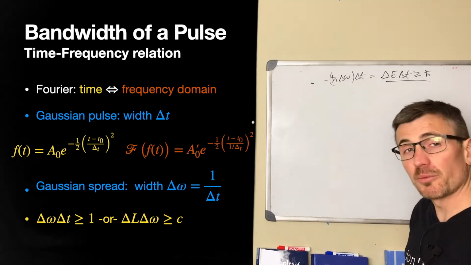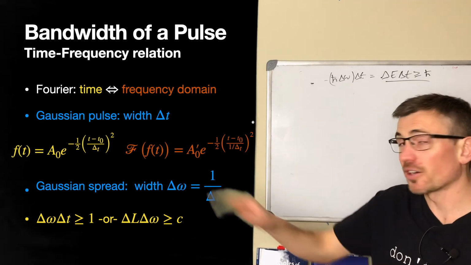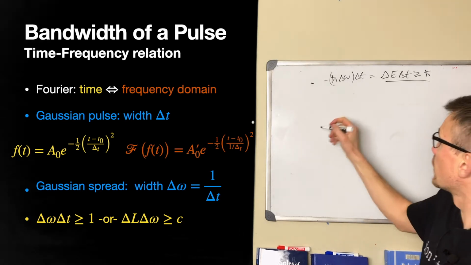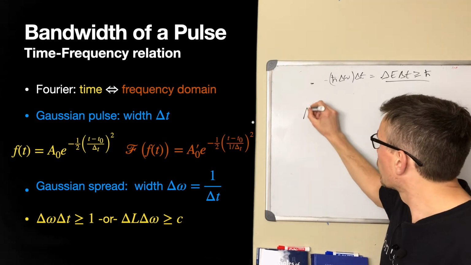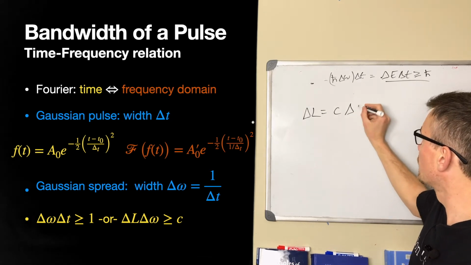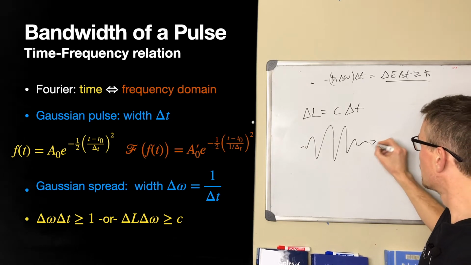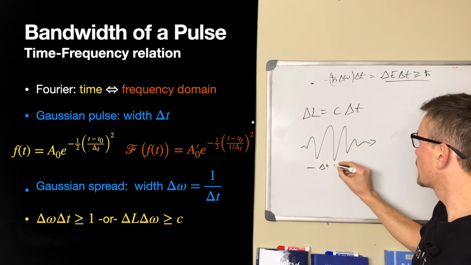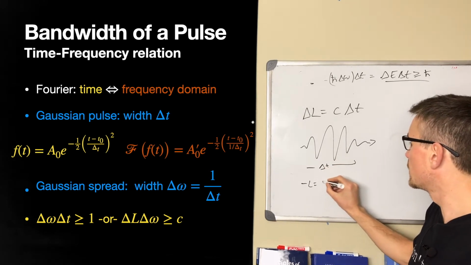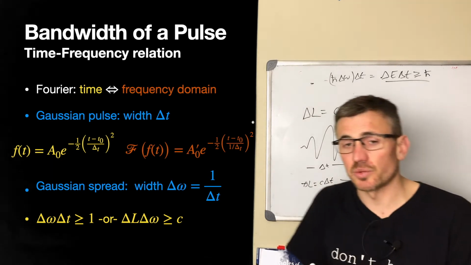And one other thing I want to point out is that for these temporal domain pulses, things that are moving at a constant speed, the speed of light, we can also talk about this not just as a delta t, but as a delta L. Delta L is equal to c times delta t, right? So if I have a pulse that has an envelope like this, and that's delta t seconds, in space this is going to be L equal to c delta t. Delta L, we'll call it. Okay, so there's this relation here.